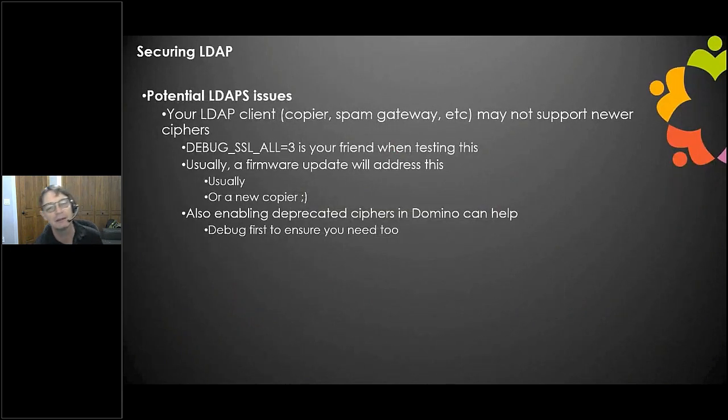Most copiers that have been replaced in the last 5 years all support the newer ciphers. Some may not. You really don't want to start enabling SSL version 3, because at that point, with SSL version 3 and Poodle, I can hack it in not a high number of transactions. So are you really getting anything if you turn it on and it's not secure? But again, you can debug it. You can find out why it is failing. And also enabling occasionally deprecated ciphers in Domino, the CBCs, can help. You can't limit that anywhere else, though. So it's a bit of a problem. It's kind of pick your poison.